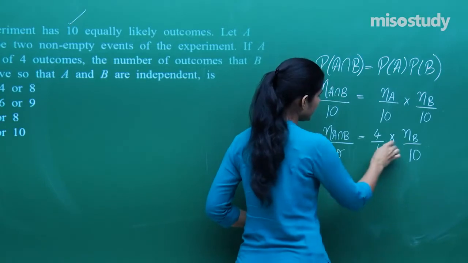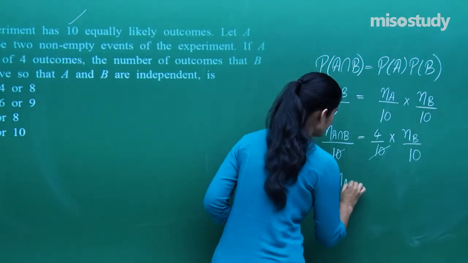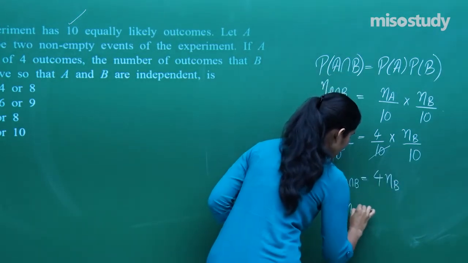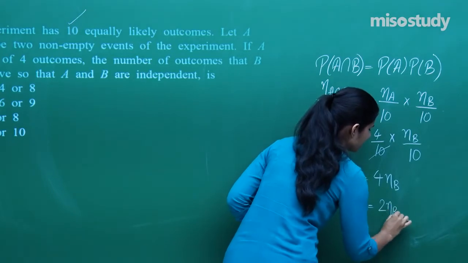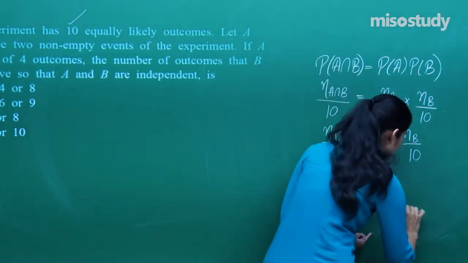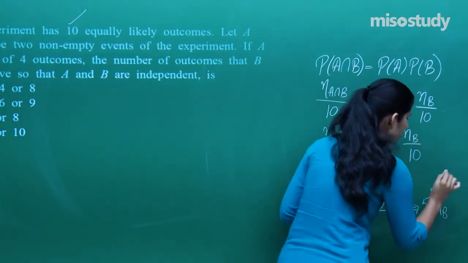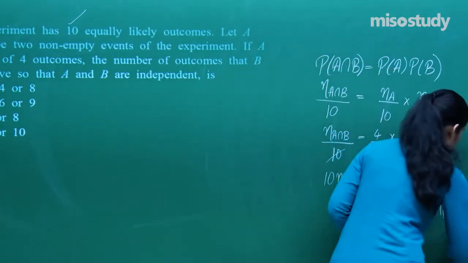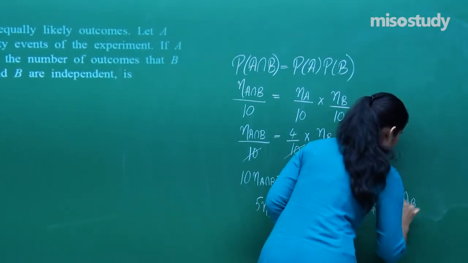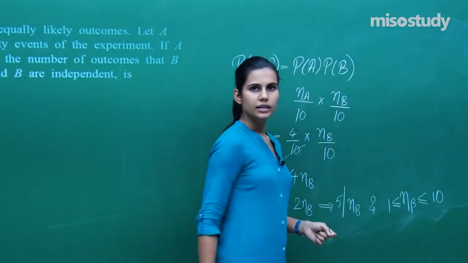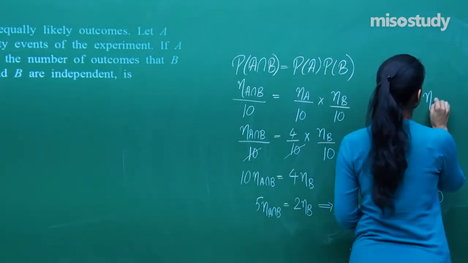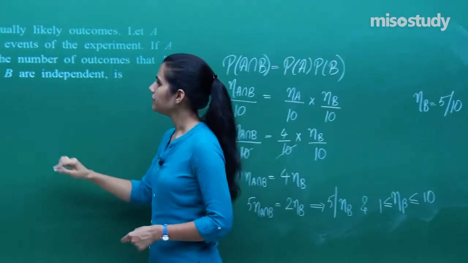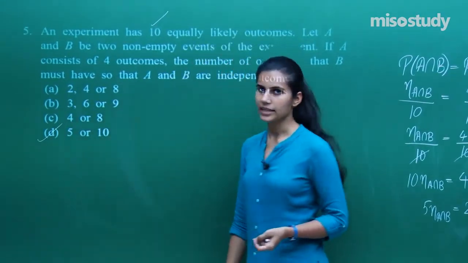Now from here you basically get that 10 times n(A intersection B) equals 4 times n(B), or you can say 5 times n(A intersection B) equals 2 times n(B), which very clearly suggests that 5 divides n(B). If 5 divides n(B), and the number can range from 1 to 10, because these are the total number of outcomes, clearly n(B) can be either 5 or 10. So n(B) can be either 5 or it can be 10.